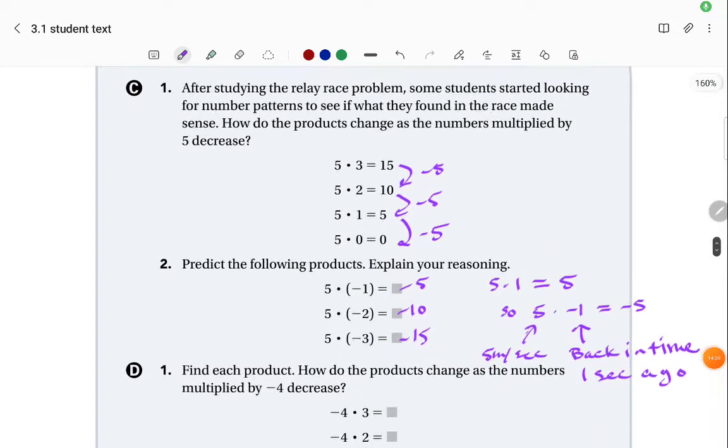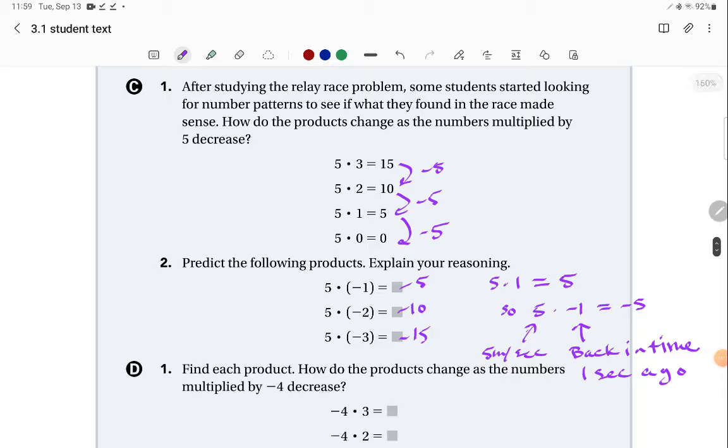So if we look at number 1, looking at that pattern, you should have noticed that, hey, these products, as you go 5 times 3 times 2 times 1 times 0, decreasing by 5. So subtracting 5, and you should see that pattern. If you're going down, multiplying one less set or one less group every time, you're going to have one less set or one less group of -5 or of 5, right? So that's why the -5 is there.